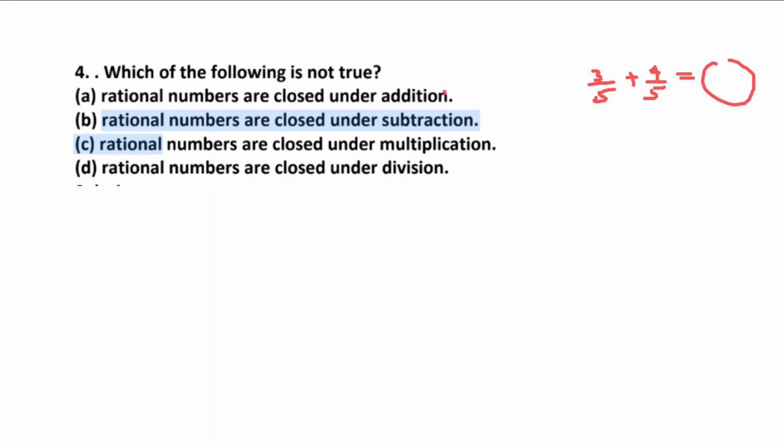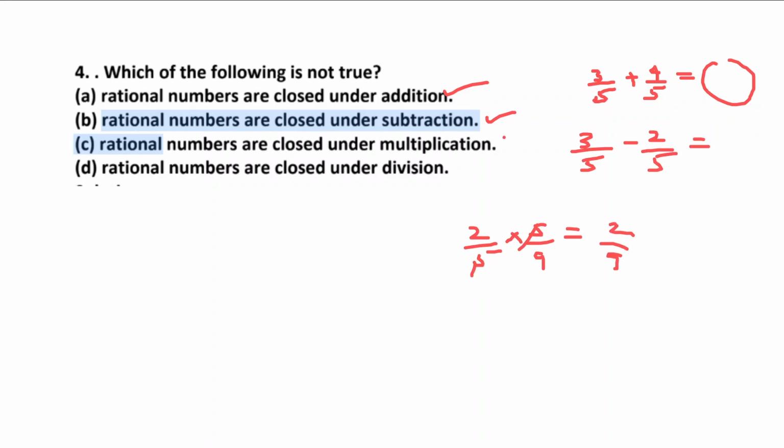So this is true. Rational numbers are closed under subtraction. This is also true, because when you subtract two rational numbers, the resulting number will also be a rational number. So this is true. Rational numbers are closed under multiplication. If you take a rational number, say 2 by 5 into 5 by 9, the resulting number will be a rational number. So this also is true.